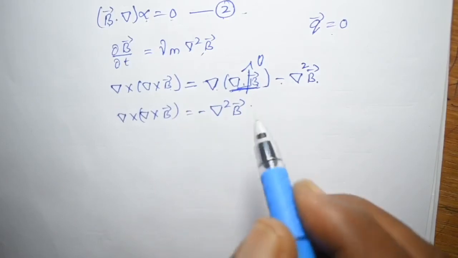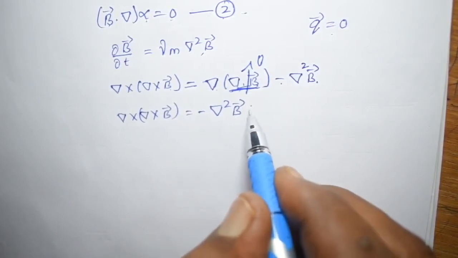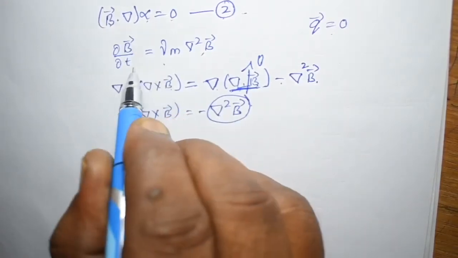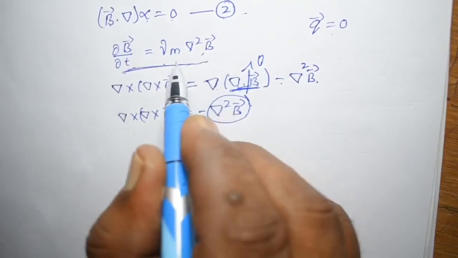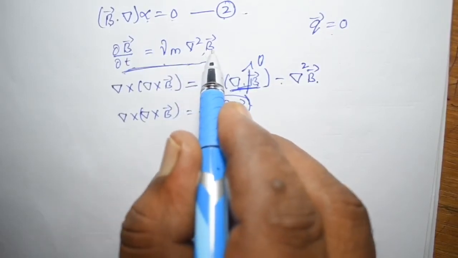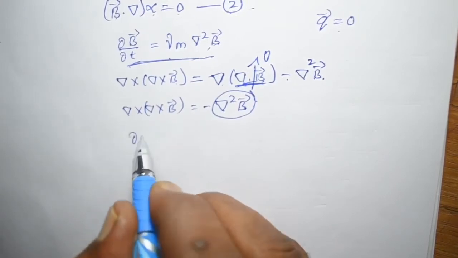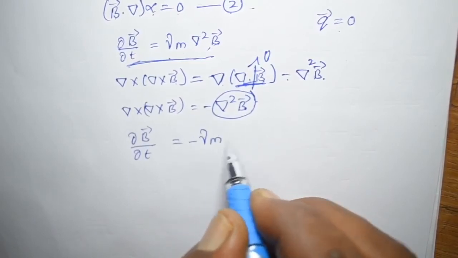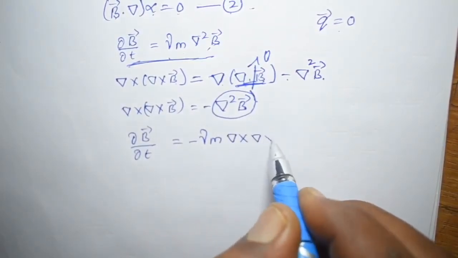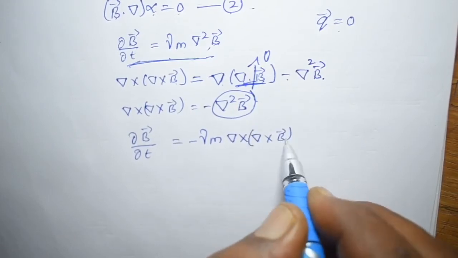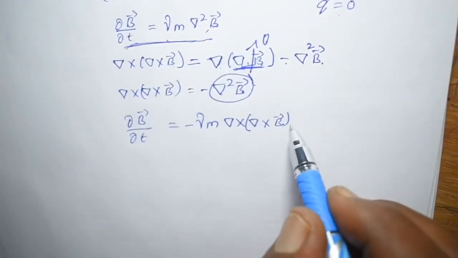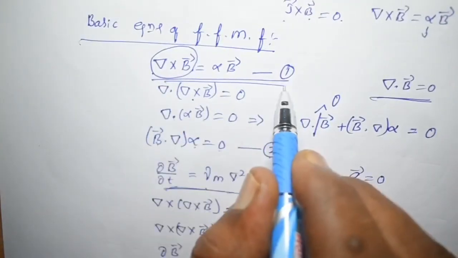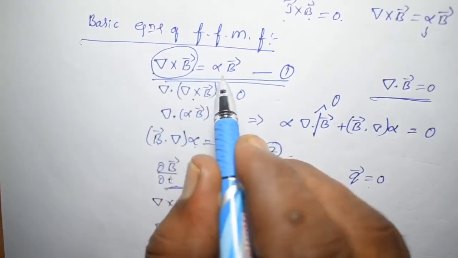Now if we substitute this Laplacian of B in the magnetic induction equation, del B by del t is equal to nu m into del square B, one gets del B by del t is equal to minus nu m into curl of curl of B. But from equation 1, curl of B is equal to alpha into B.